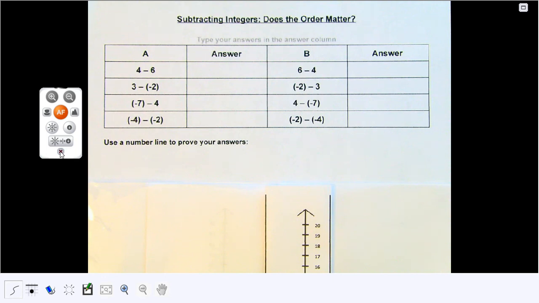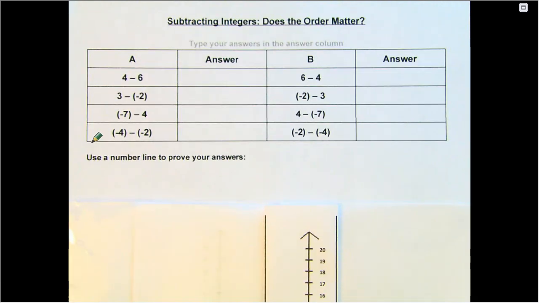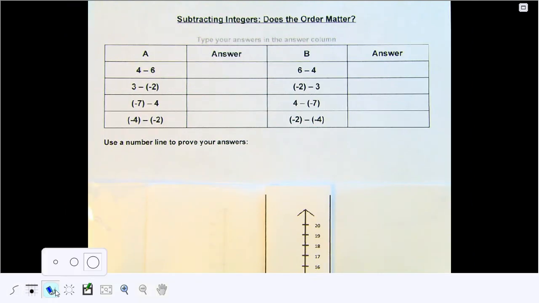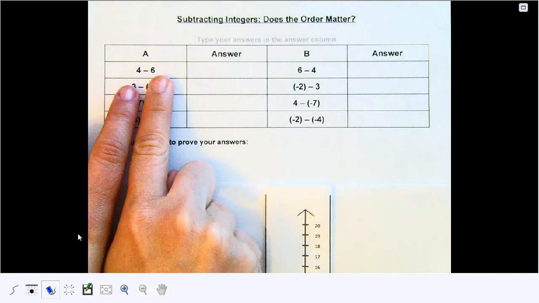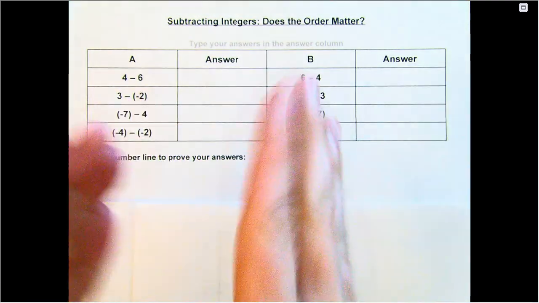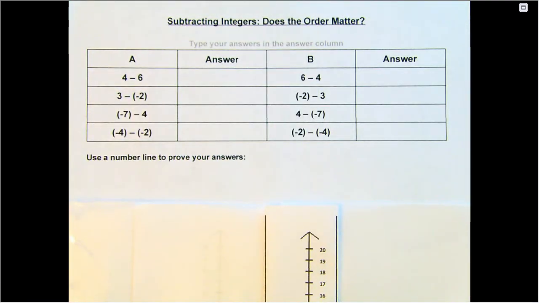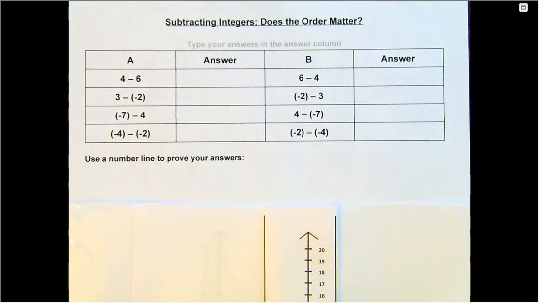Okay, in this video, we are going to determine whether, when subtracting integers, the order matters. So with this, I'm going to go through column A and get our answers, column B, get our answers, and then we're going to compare them. My columns on the example video look different from the columns on the practice video, so just know that we are solving two different problems. I'm going to use a number line to represent my answer.